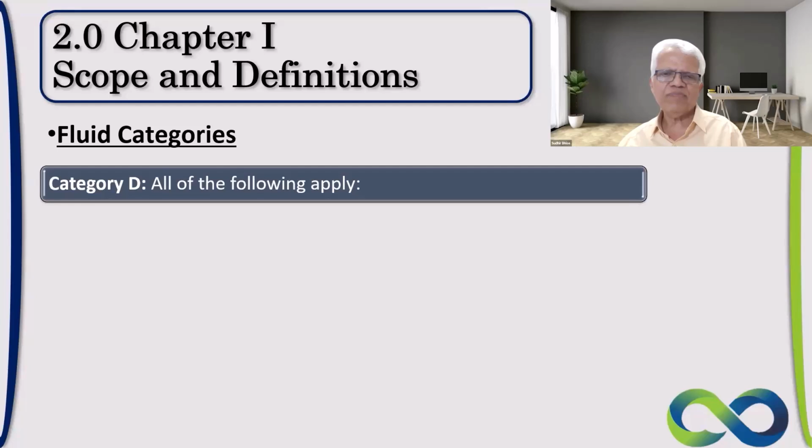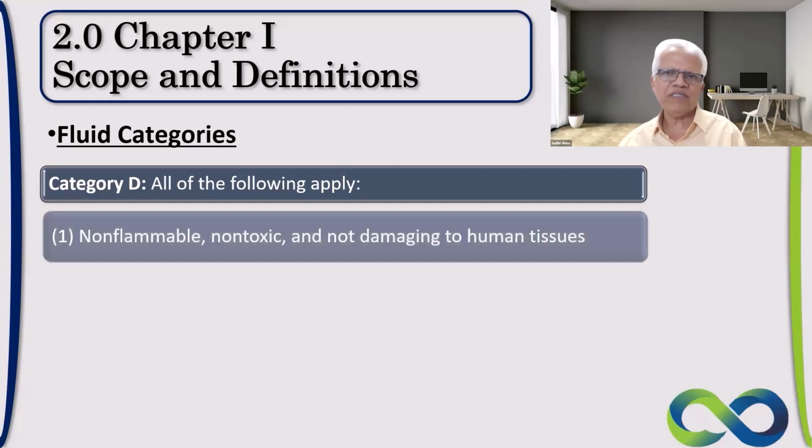So what does it say about the meaning of Category D? It says that Category D is the fluid where all the following points are going to be applicable. So what are those points? One by one, let us see. Number one, it says that it should be non-flammable, non-toxic, and not damaging to human tissues. That is the first requirement of the code.